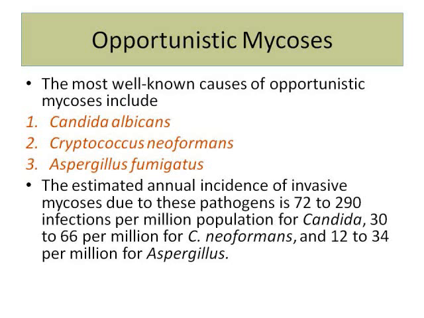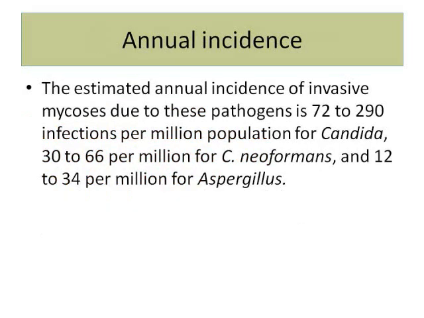So this will differentiate, and you can see from here the per million numbers of these infections have gone high because of advances that we may have in different aspects of medicine. You can see from here the estimated annual incidence of invasive mycosis to all these pathogens is 72 to 290 infections per million population. And you can see from here, highest still remains for Candida. So Candida again remains as one of the top priority for us to deal, especially when we are talking about opportunistic infection. But that doesn't really exclude neoformans or Aspergillus. They are also there.